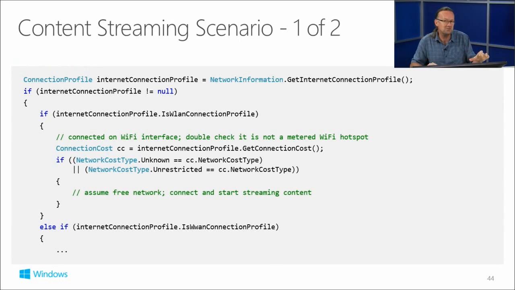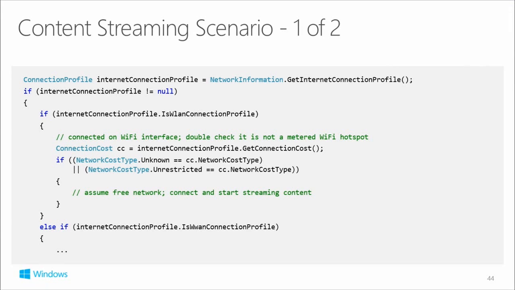I'm just going to look at the first one of them, which is the content streaming scenario. Again, it's our NetworkInformation.GetInternetConnectionProfile API. You need to find out, are we on a wireless LAN? So you call if internetConnectionProfile.IsWlanConnectionProfile. And then, if it is, you can get the connection cost of that profile. Check it's an unrestricted network cost, and if all that is true, we know we're on free Wi-Fi, and hey, you just go away and stream away, and it's going to be good for your users.